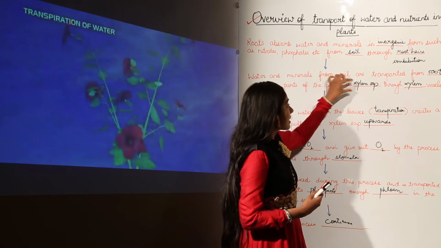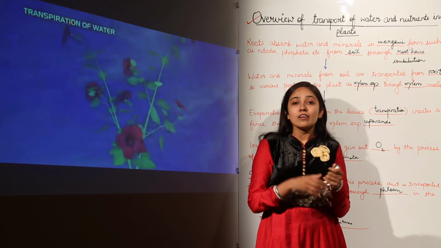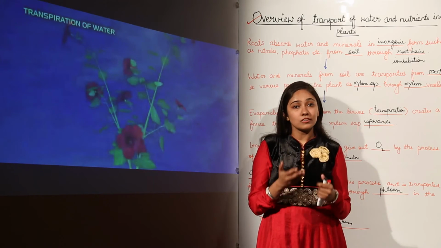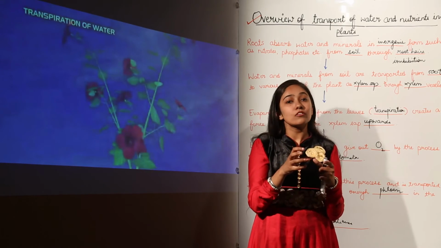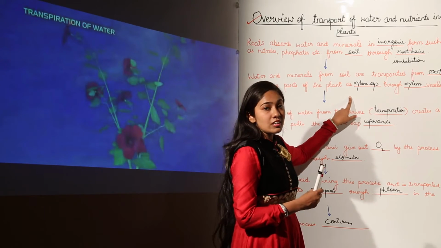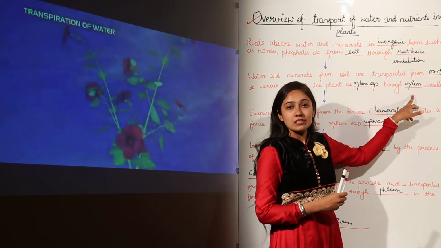Now, what is xylem sap? Xylem sap is the water which contains minerals in it. Why does water contain minerals? Why is it not pure water always? Because as you know, water is a universal solvent, it is going to dissolve some solutes. Those solutes are in the form of minerals. So, xylem sap is water containing minerals, and it is transported through the xylem vessels. Okay.